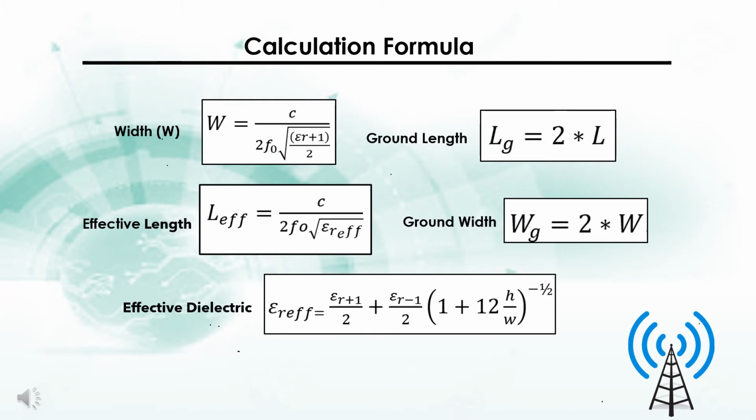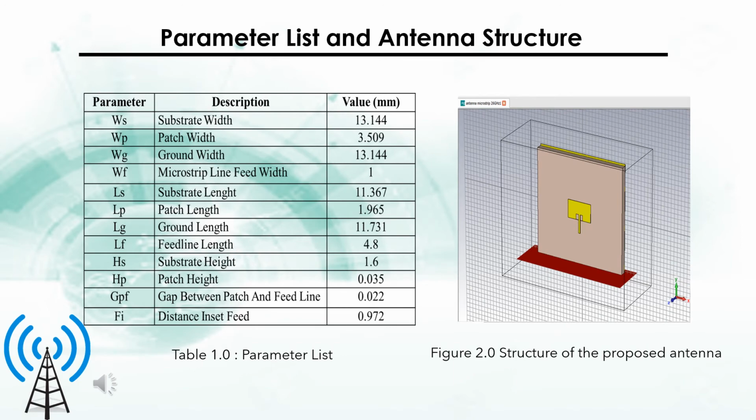This is the calculation formula we use to find the value of width, ground length and width, effective length, and effective dielectric. Table 1.0 shows the parameter list and figure 2.0 shows the structure of the proposed antenna.